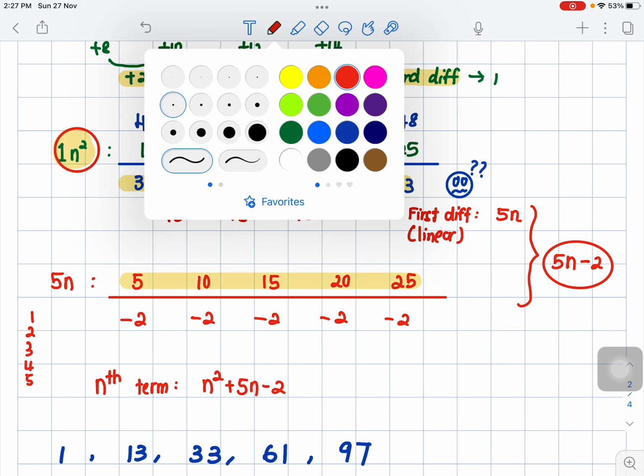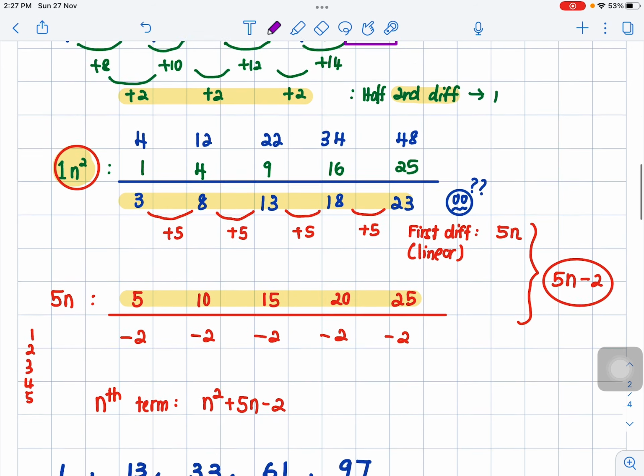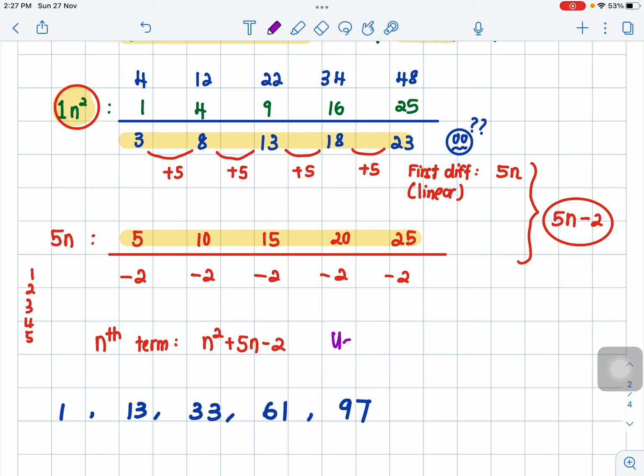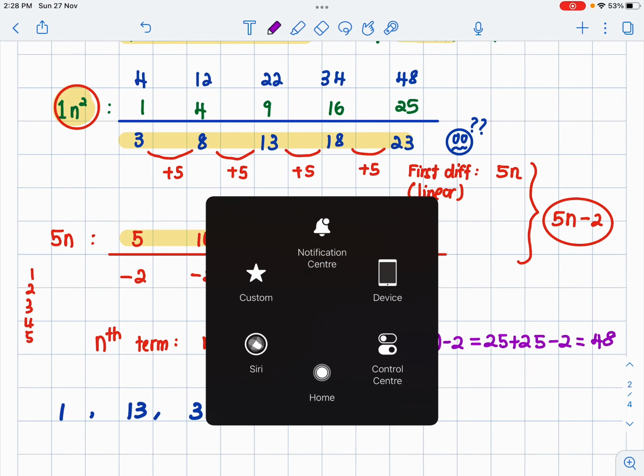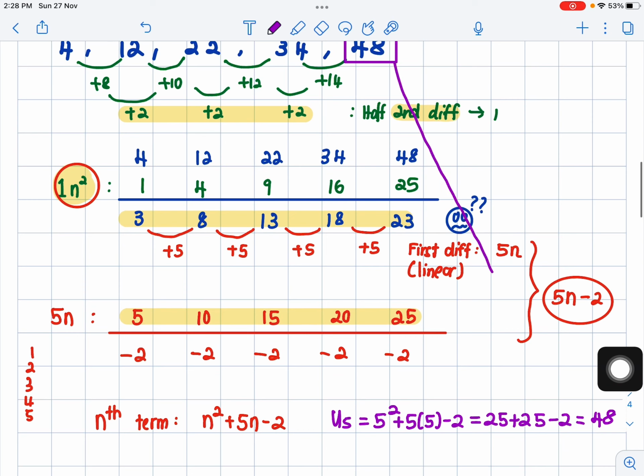Let's do the checking. So, as usual, I will take my last term. It's up to you. You can take your third term. I like to take U5. If you want, you can even try with U3. Okay. Let me put U5 now. Let's see what we get. 5 squared plus 5 times by 5 and minus 2. That is 25 plus 25 minus 2 should give me 48. Are we getting 48? Indeed, it is the same.